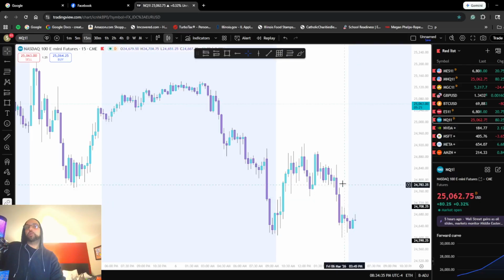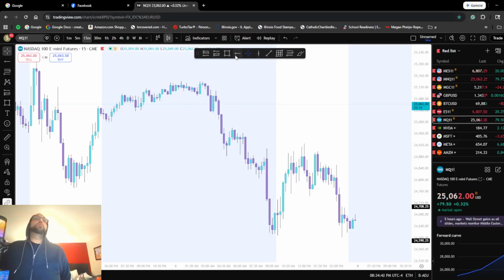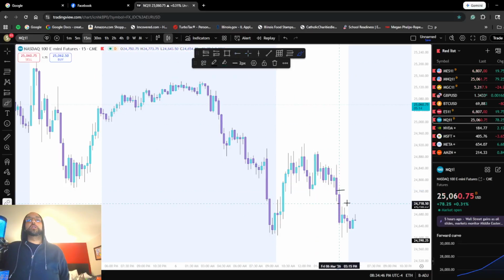The only time that we do not consider a break of structure is when we have two lows of the same color in the same direction. So, right here we have this low and this low. Although those are two lows, we do not.